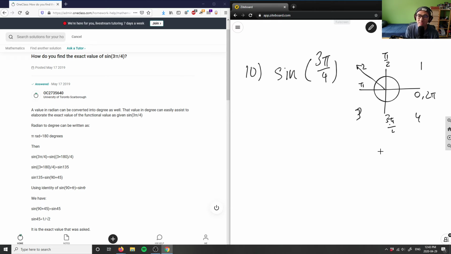And this gives me some type of angle here. So I have sine 3 pi over 4, and we're looking at what is the exact value of sine 3 pi over 4. What we can do with this one is break it down in terms of the identities.